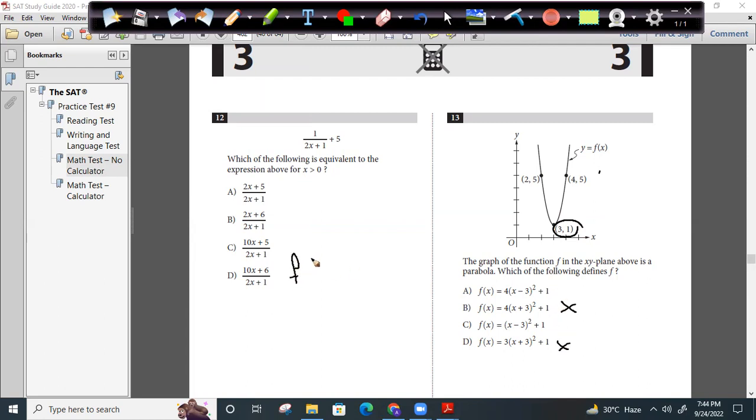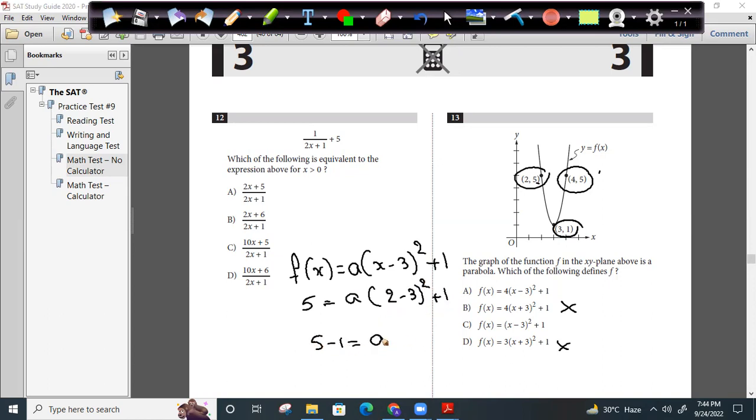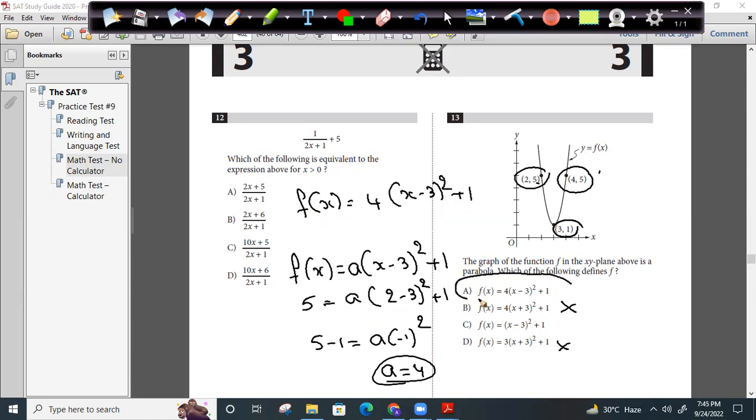Write f of x is equal to A into x minus 3 whole square plus 1. Plug in any point, 2, 5. So 5, which is y or f of x, is equal to A into x minus 3 whole square plus 1, with x as 2. So 5 minus 1 is equal to A into minus 1 square. Therefore, the value of A is 4. So the equation is f of x is equal to 4 times x minus 3 whole square plus 1. So A is my answer. See how simple. Everything is concept.